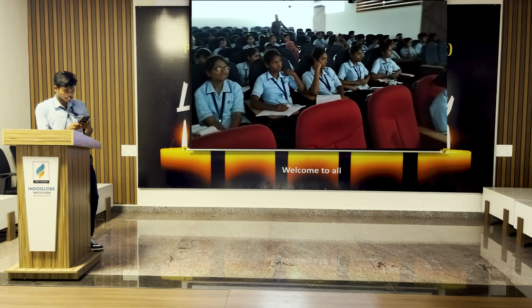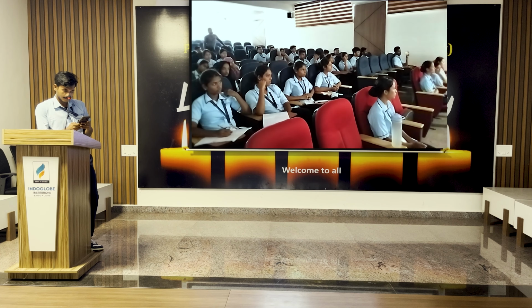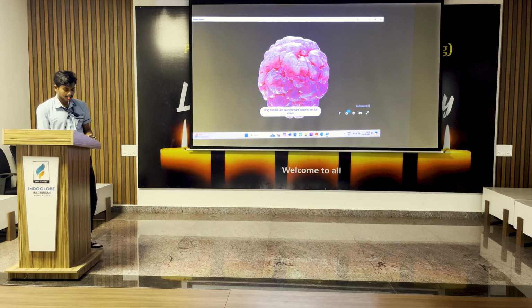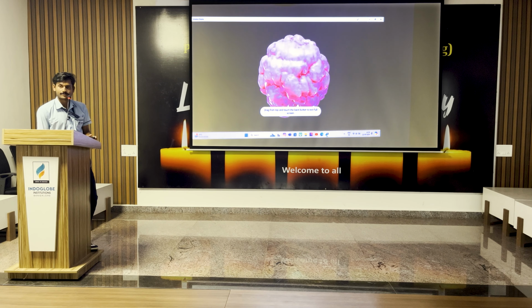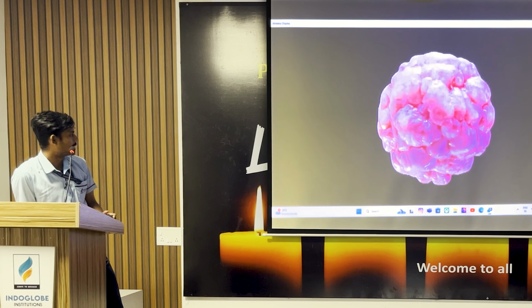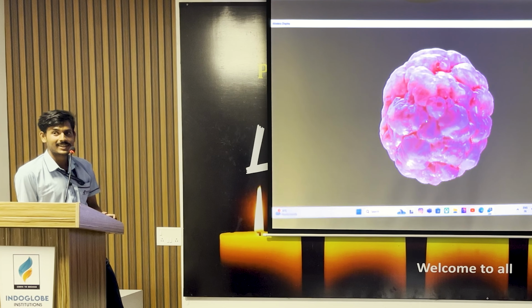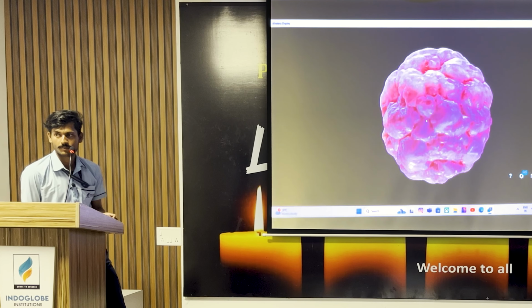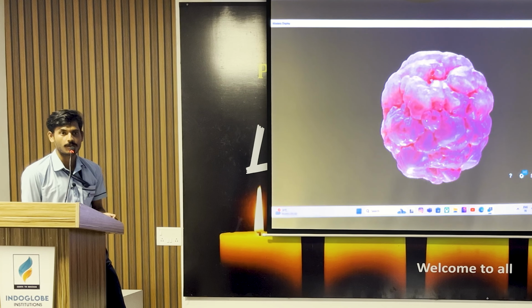Okay, so first we will go with the benign type of tumor. So this is the tumor, a patient's tumor, and this type of tumor is a benign form.